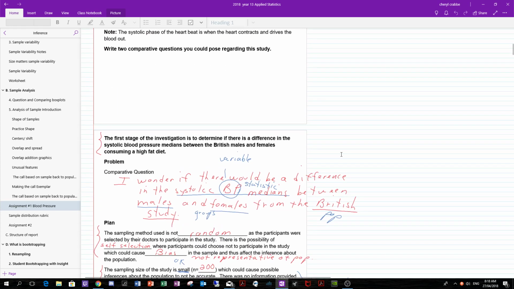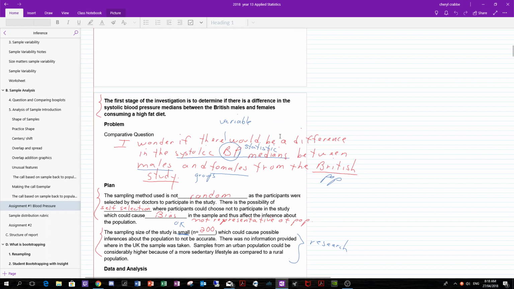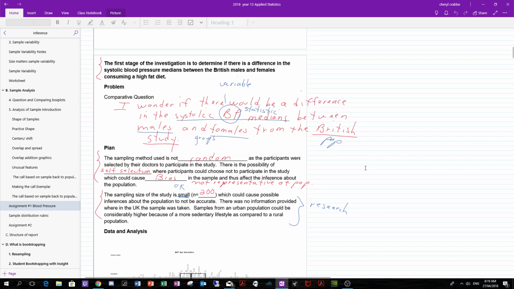I wonder if there will be a difference in the systolic blood pressure medians between males and females from the British study. So we have to include the variable, which is the difference between the medians. We have to include the groups that we're comparing, which is the females and the males. And in a comparison way, we want to know if there's a difference between these two groups, and we need to name the population. In this case, it's a British study. It's not the British people in general, it's a British study, and so this was a sample taken from a fairly substantial British study. And then a bit of a plan about what you're going to be doing.